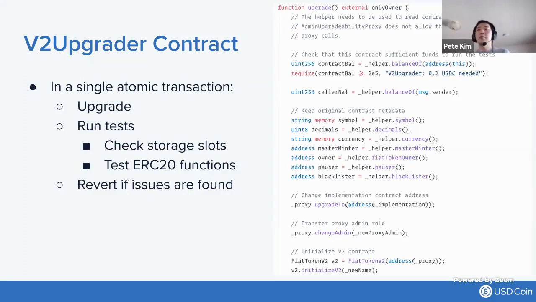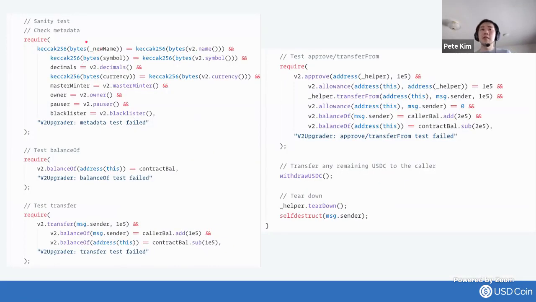As you can see, it updates the pointer in the proxy contract, initializes the new contract, and before it does that, it also copies some of the values from the existing contract. And then it runs some tests by reading the contract state, and it also performs some ERC20 operations like approve, and then it checks the allowance. It then does the transferFrom. It also does a transfer call, and if all of these checks pass, then the upgraded contract will self-destruct, and the upgrade will be finalized. And all this again is happening within a single atomic transaction, so there's zero downtime.